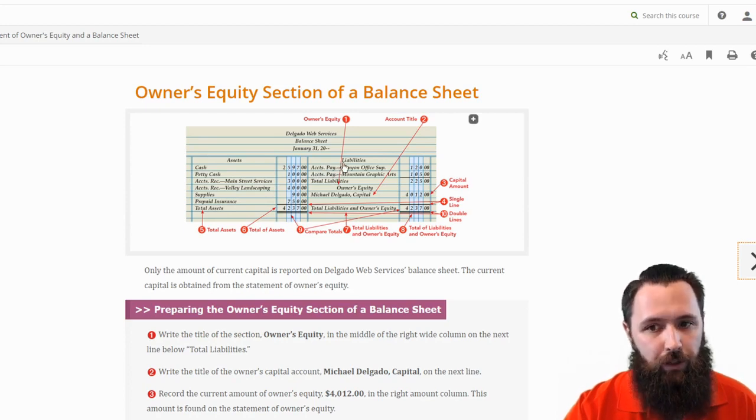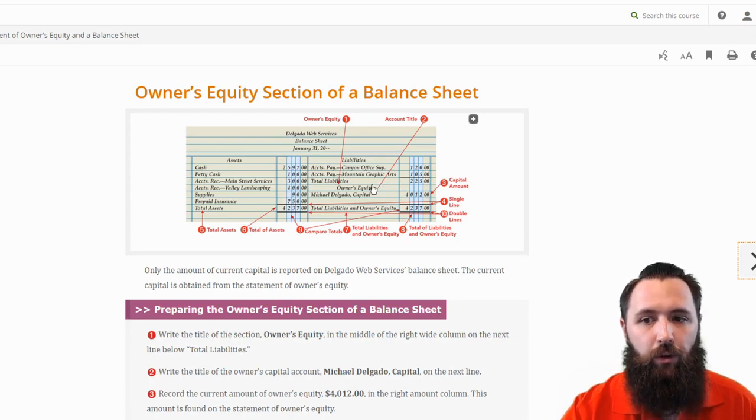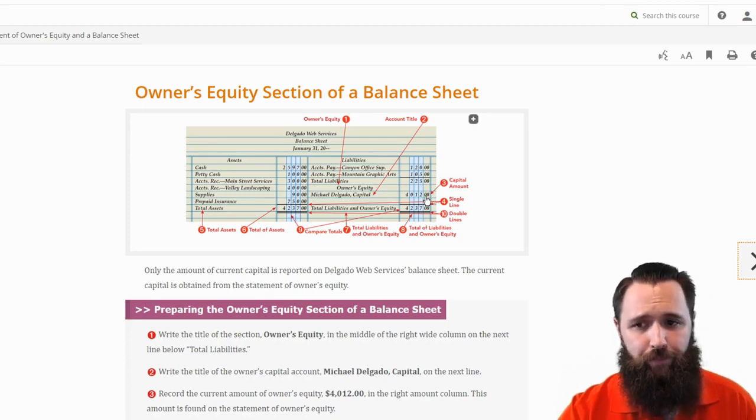Then we have our liabilities. Liabilities is the heading. Then we have our total liabilities. Then we put in owner's equity, and we have Michael Delgado's capital. And remember, this is the new capital amount. And before, I know we've looked at drawing, and we usually put that underneath the equity account.